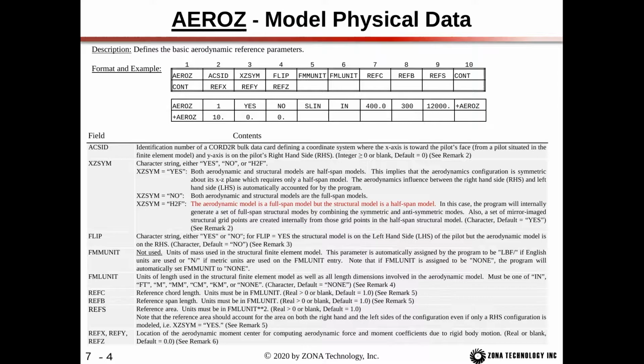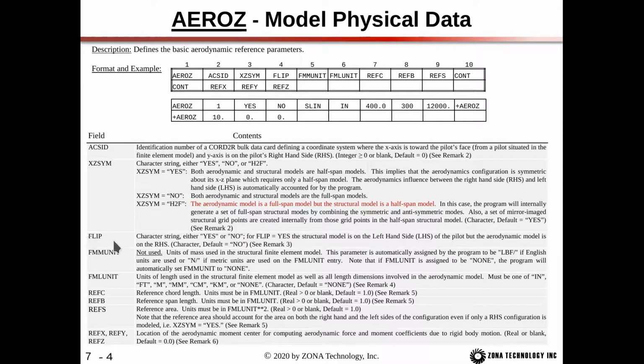Now for the aerodynamic model, it must be modeled on the right-hand side. For the structure model, it can be modeled either on the right-hand or the left-hand side. So if the structure model is modeled on the left-hand side, then we'll have to go to the next field, FLIP, and set FLIP equals to yes. So for FLIP equals yes, ZEUS will mirror the structure model from the left-hand side to the right-hand side.